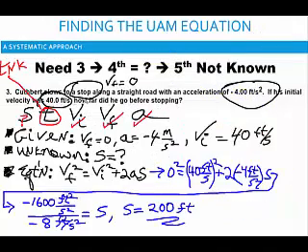Demonstration problem 3. Cuthbert slows to a stop along a straight road with an acceleration of -4 feet per second per second. If his initial velocity was 40 feet per second, how far did he go before stopping? We will use the need 3, fourth is what, fifth not known process to find the correct equation. There are 5 symbols needed for uniformly accelerated motion as before. The displacement s, the time t, the initial velocity v sub i, final velocity v sub f, and the acceleration a.